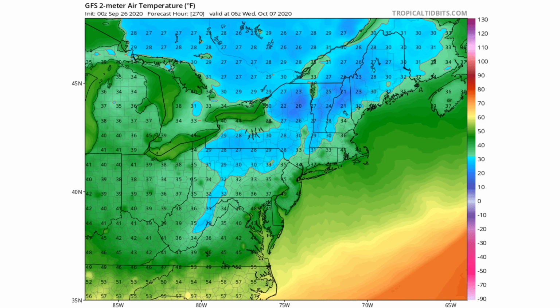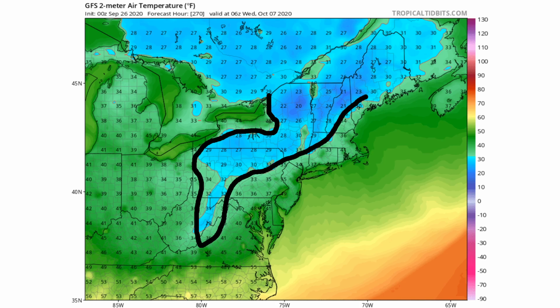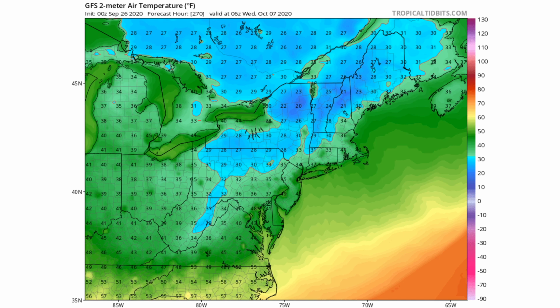And that 32 degree line, or that freezing line, goes all the way through upstate New York, Pennsylvania, Maryland, and down through West Virginia, and then moves up through much of New England as well. So we do have a rather cold environment in place. This would be for the early morning time on October 7th.